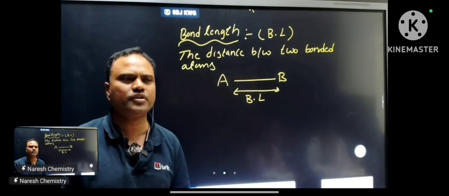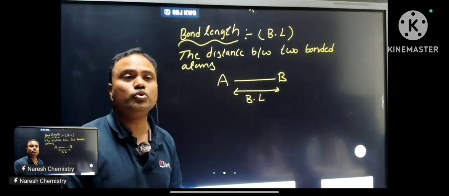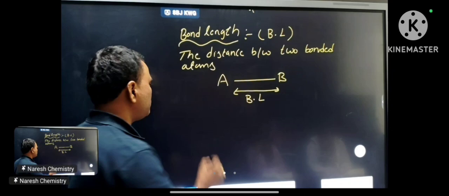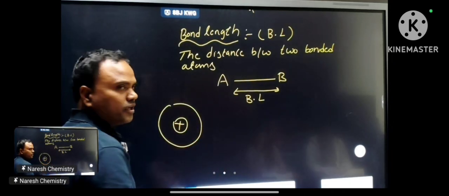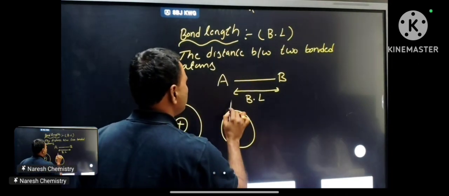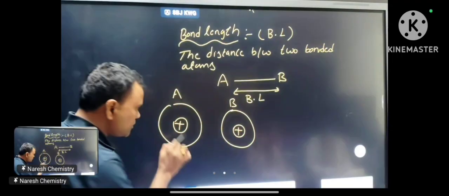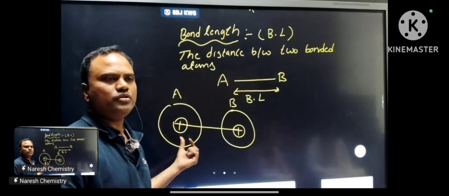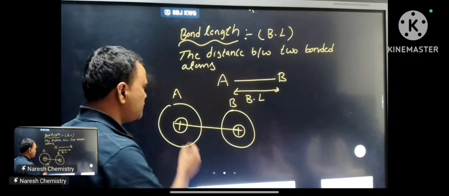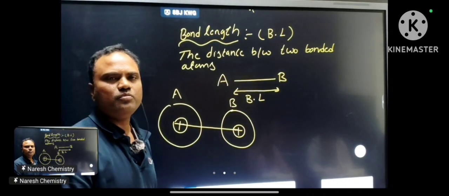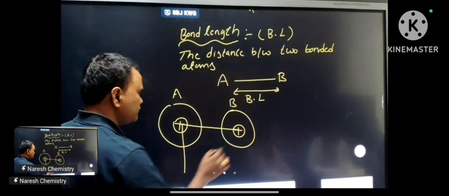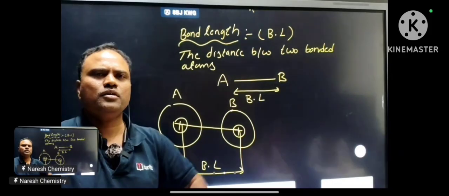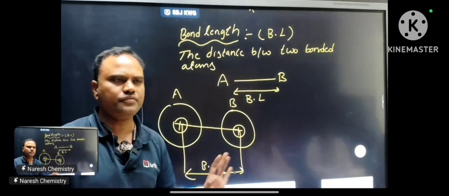What is the original definition? The distance between two nuclei of bonded atoms in a molecule. This is the nucleus of one atom, and this is the B atom, with one nucleus each. Nuclei is the plural. The distance between the two nuclei of bonded atoms is called bond length. But let us go with the general definition.